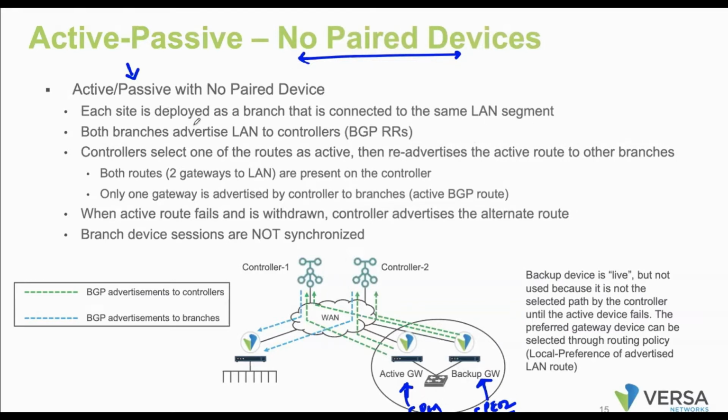Okay, so each site is deployed as a branch, that is connected to the same LAN segment. So both the branches will be establishing a control plane channel towards the controller, and both the branches will advertise the same LAN towards the controllers. Okay, so both the branches are going to advertise the same LAN network towards the controllers. Now, in this example there is no relation between the devices, they are not at all part of a cluster. So we are trying to onboard the devices as individual boxes.